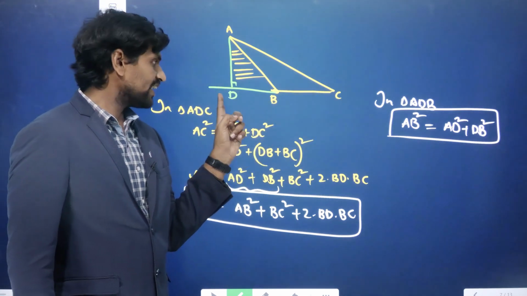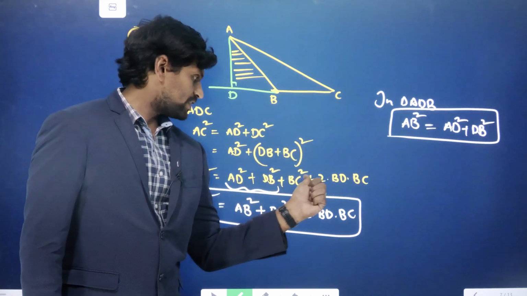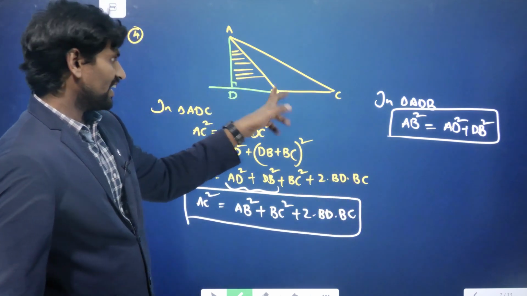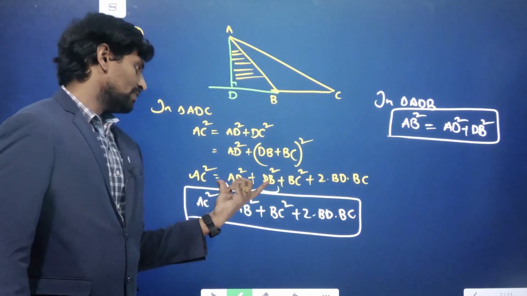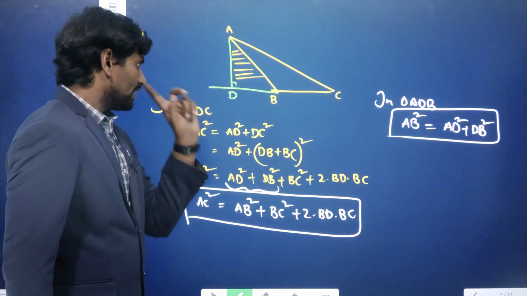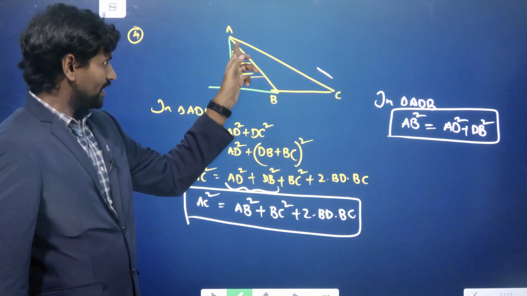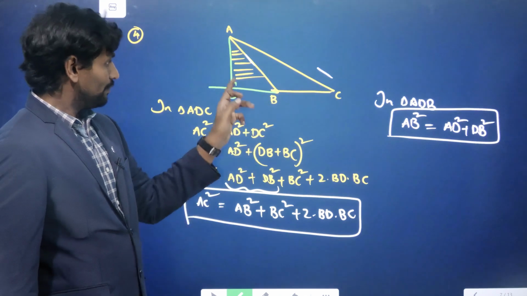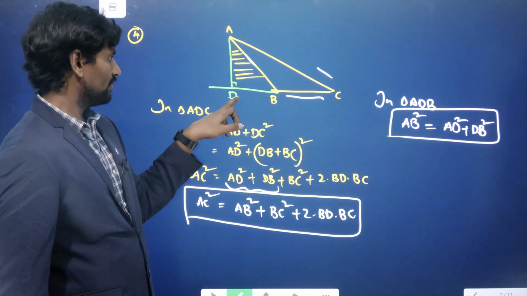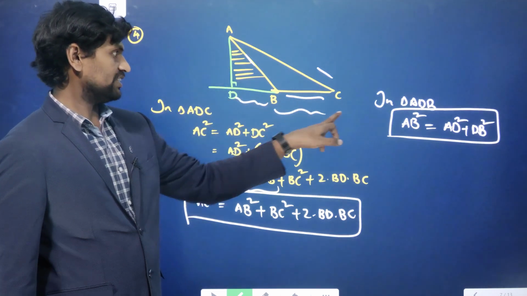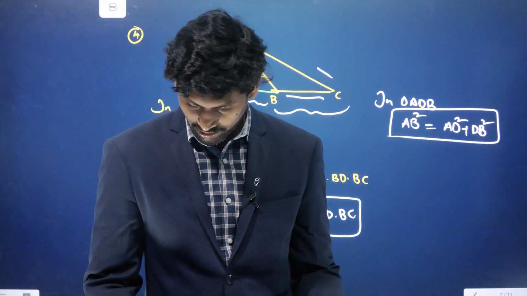Again DC we can write as DB plus BC. So apply the A plus B whole square format: A square plus B square plus 2AB. And in the second right angle triangle we can take AB square is equal to AD square plus DB square. So in place of AD square plus DB square we can write AB square. So AC square is equal to AB square plus BC square plus 2 times BD into BC. Okay? Right. So question number 4 is also completed.